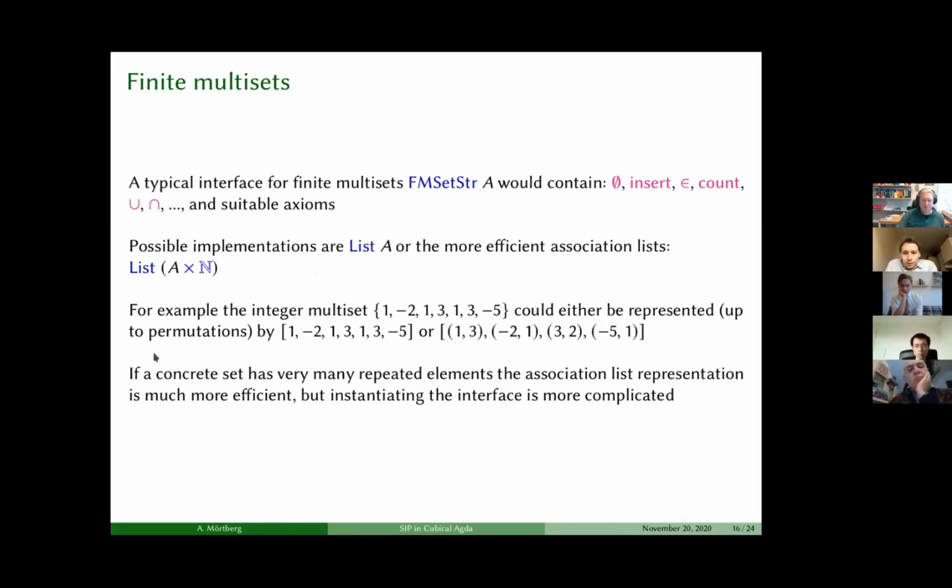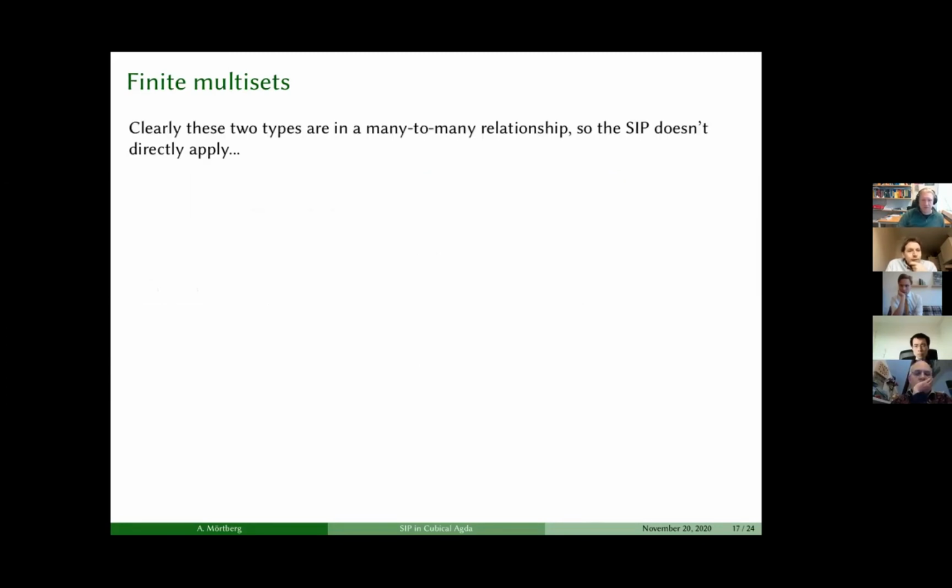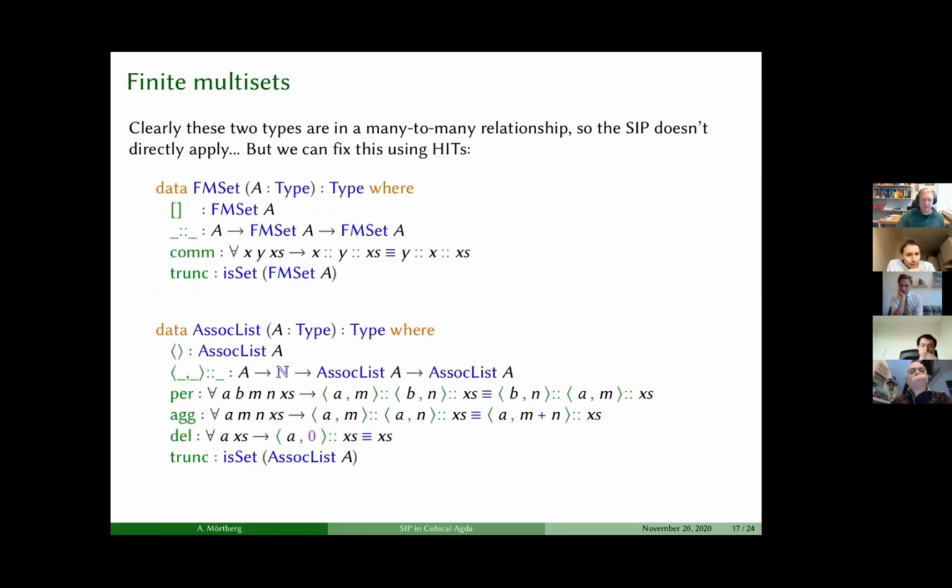And of course, if you have a very big set with a lot of repeated elements, it's much more efficient to store things with their multiplicity instead of storing them as many times as they occur. So pretty obvious. It's similar to the unary-binary problem we had before: this association list should be much more efficient to work with, while it's probably easier to prove things about normal lists. Same kind of thing. So these two types are clearly in a many-to-many relationship. So the SIP doesn't directly apply, but luckily you can fix this using HITs.